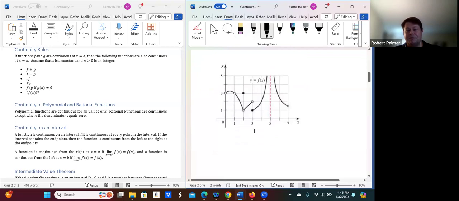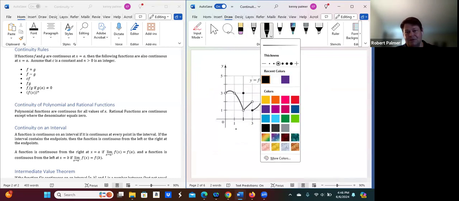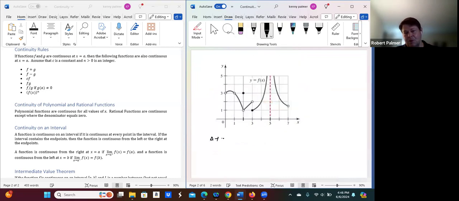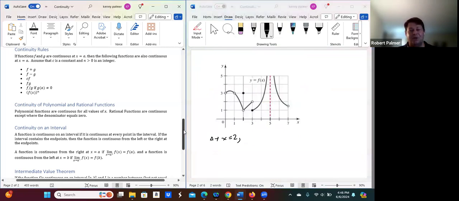In this case, we actually have the specific numbers. So let's take a look at x equals 2. At x equals 2, this is what's happened. So if we look at the limits and think about our checklist again, let's go back to our continuity checklist.